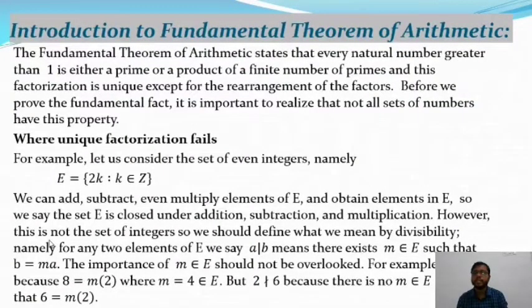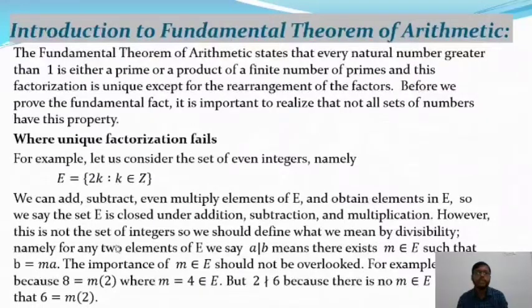We can add, subtract, and multiply elements of E and obtain elements that are all in E. That means the product of 2 even integers is even, the difference of 2 even integers is even, and the sum of 2 even integers is an even integer. So we can add, subtract or multiply any numbers of E, and from this we will obtain a number that belongs to E. So we say that the set E is closed under addition, subtraction and multiplication. But division is not possible.